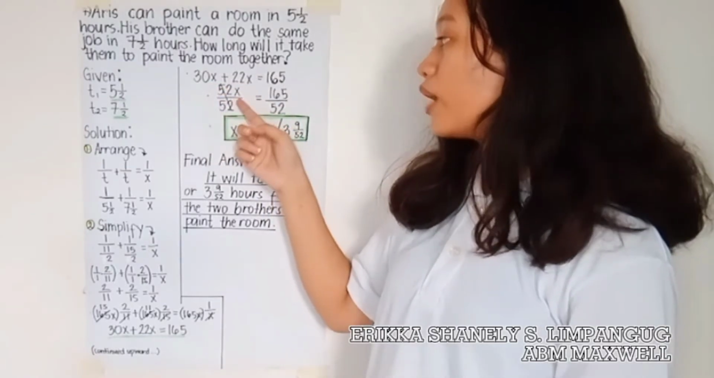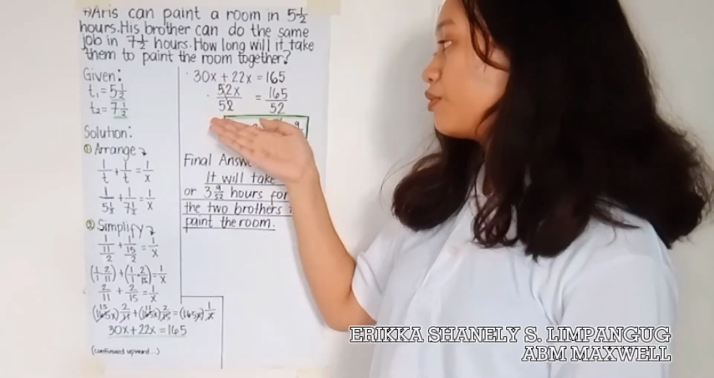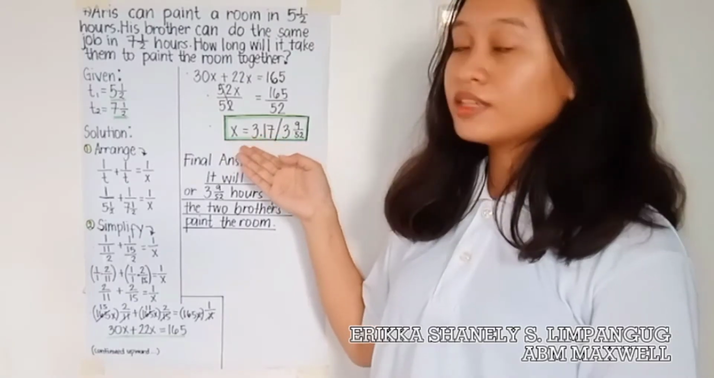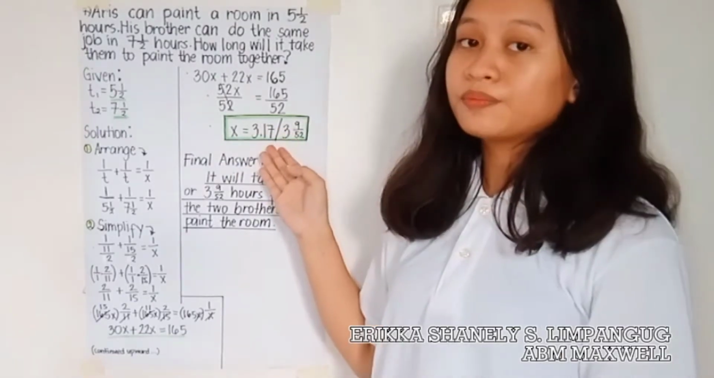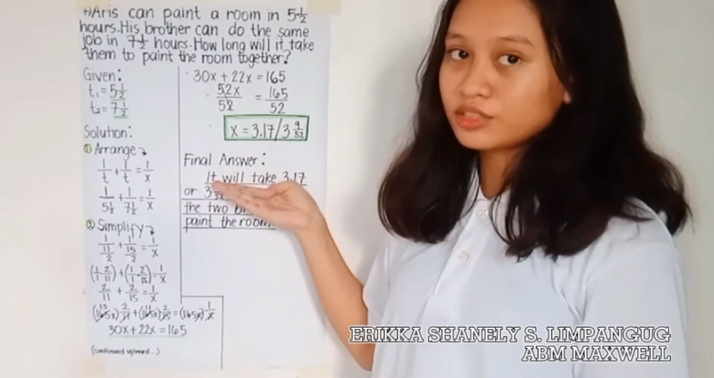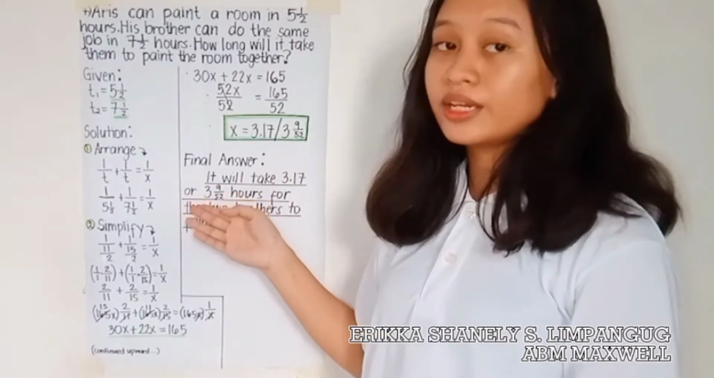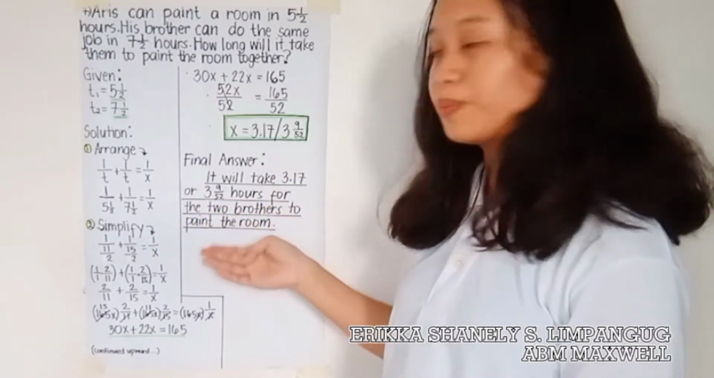Then we get 52x equals 165, divide both sides by 52, and then we get our x is 3.17 or 3 and 9 over 52. So our final answer will be, it will take 3.17 or 3 and 9 over 52 hours for the two brothers to paint the room.